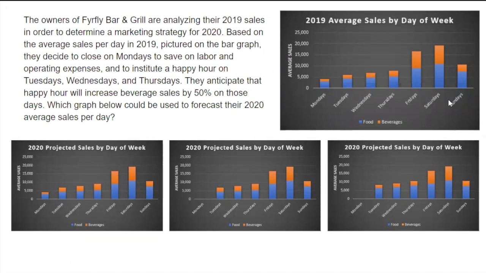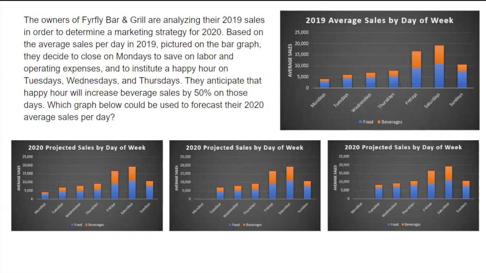The owners of Firefly Bar and Grill are analyzing their 2019 sales in order to determine a marketing strategy for 2020. Based on the average sales per day in 2019, pictured on the bar graph to the right, they decide to close on Mondays to save on labor and operating expenses and to institute a happy hour on Tuesdays, Wednesdays, and Thursdays. They anticipate that happy hour will increase beverage sales by 50% on those days. Which graph below could be used to forecast their 2020 average sales per day?